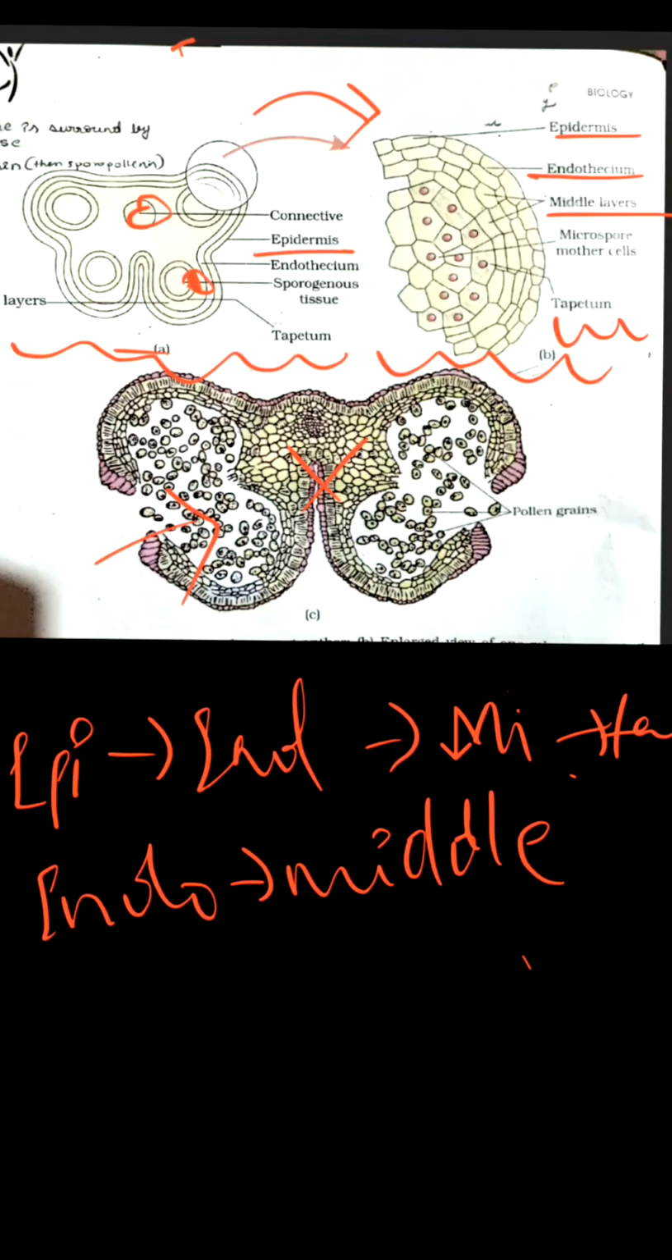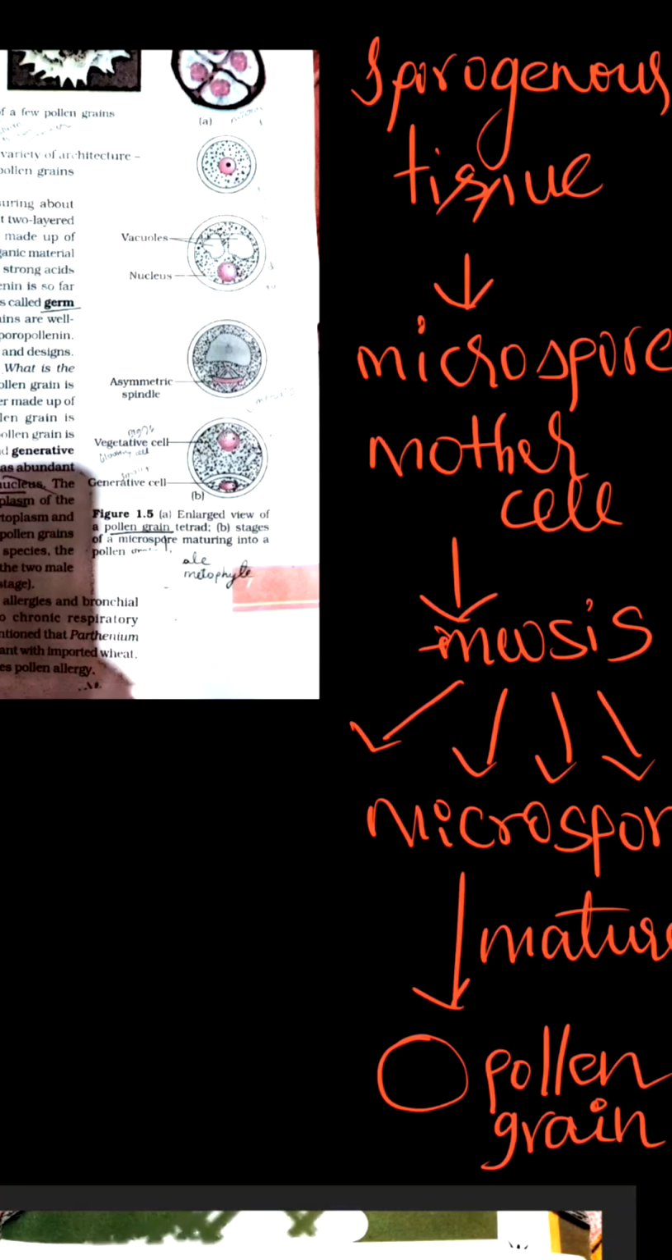We know that. Let me take this diagram. In this particular diagram, I told you sporogenous tissue is present. Can you see the sporogenous tissue? This circle is the sporogenous tissue, right? In that sporogenous tissue, there will be many microspore mother cells. That microspore mother cell will undergo meiosis. Can you see?